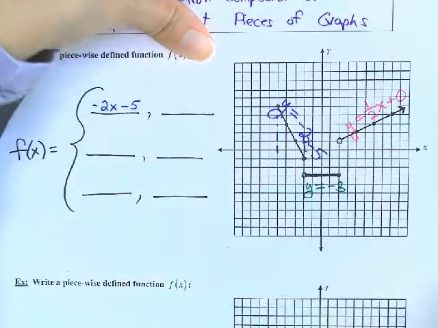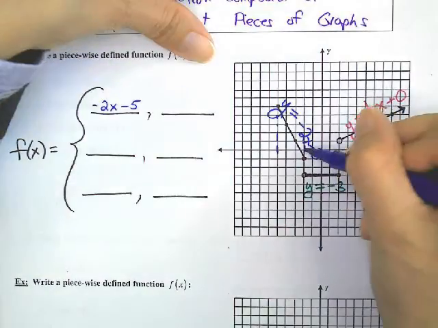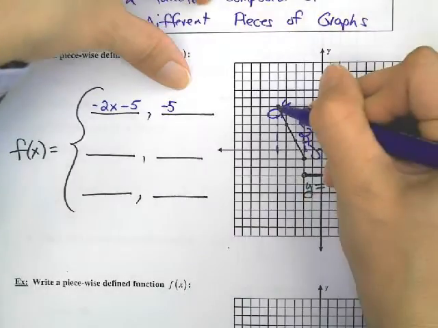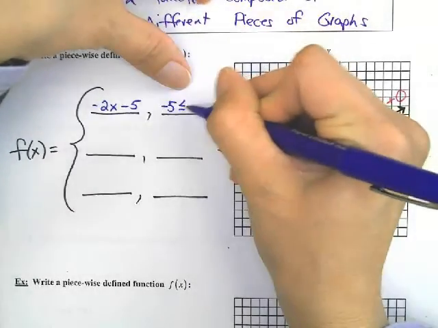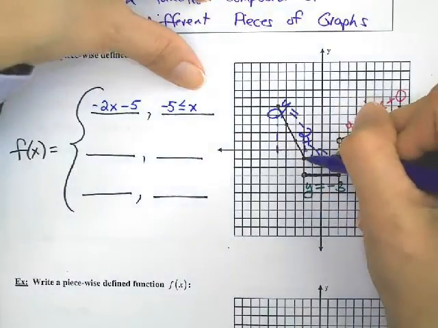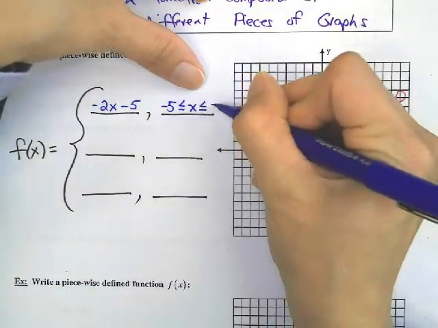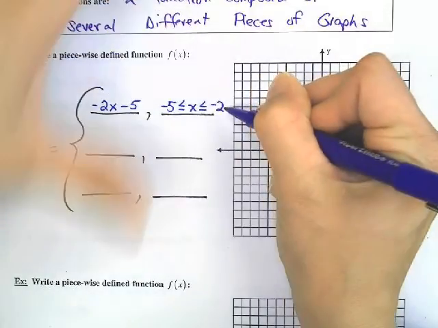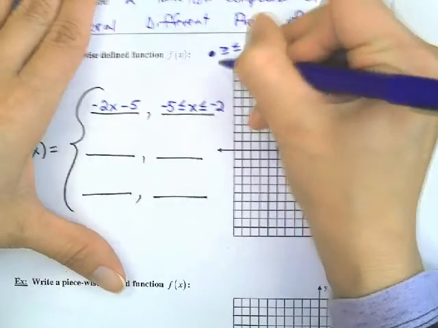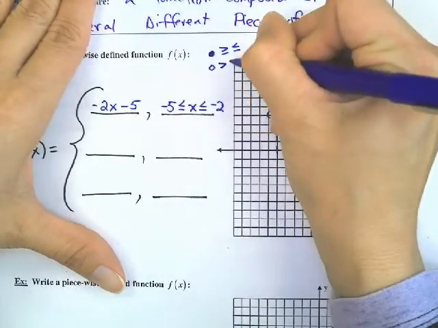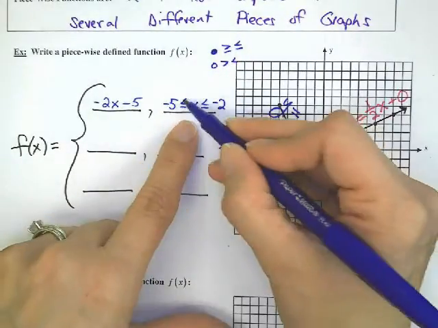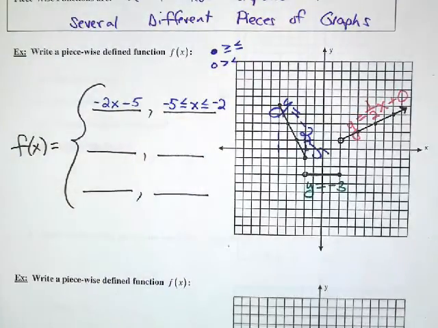So let's go small to big. Negative 1, 2, 3, 4, 5. From negative 5, since that's a closed bubble, less than or equal to x, all the way up to negative 2. That's another closed bubble. So less than or equal to negative 2. Okay, remember, closed bubble is going to be greater than or equal, less than or equal. An open bubble will just be greater or less. But when you're doing the sandwiches, we always use the less than signs.